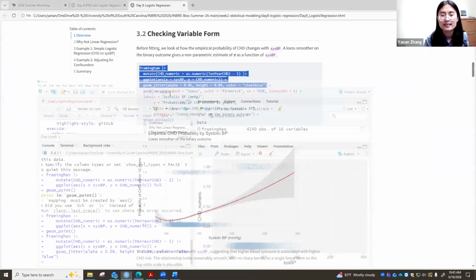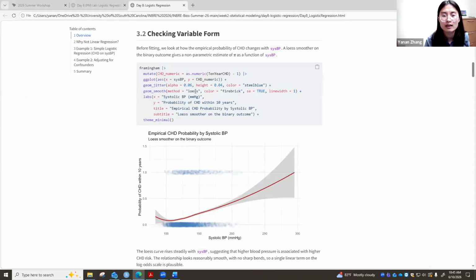And then we add a smooth line using the loess function. And the shaded area is the estimated confidence interval. All right, from this plot, we can see there's a positive relationship between systolic blood pressure and the disease. With systolic blood pressure increasing, we can see the probability of developing coronary heart disease also increases, right?